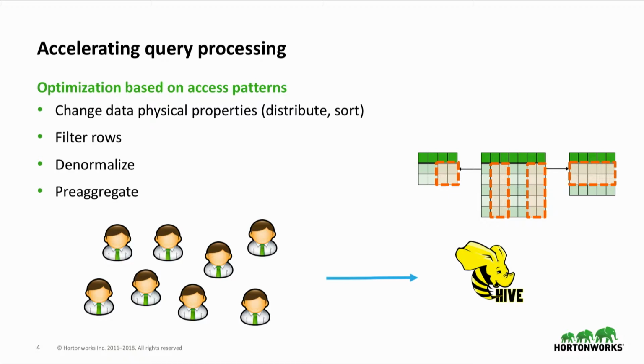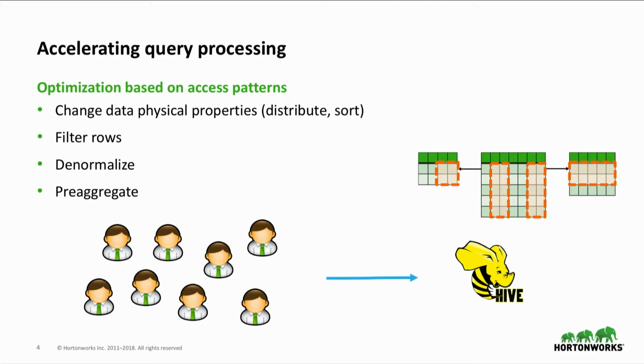But in order to accelerate query processing, what we continue seeing is that users are optimizing their database based on access patterns, right? So for instance, you have your source tables, and then you will create replicas of these tables where you change some of the physical properties. For instance, you will distribute it by a certain key, or you will sort it by some other value. Or you can also create derived tables where you will filter some rows, so you have less data in your tables.